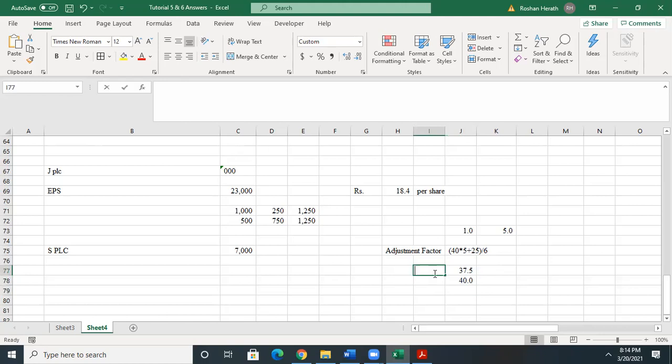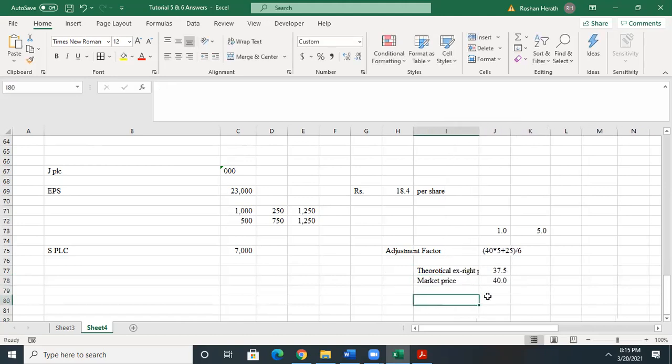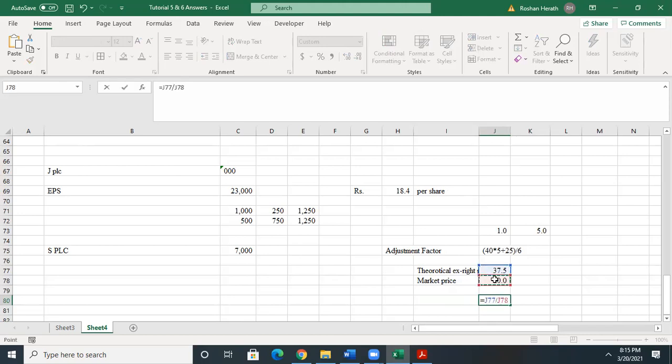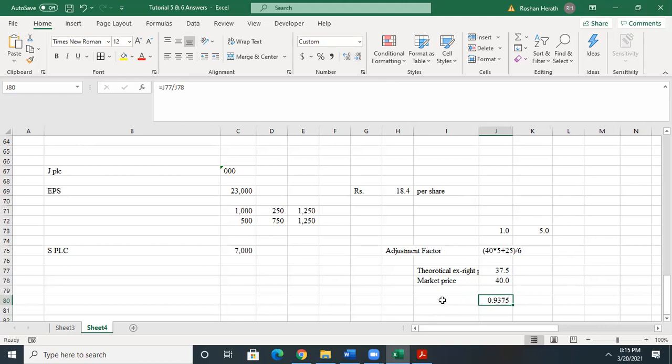This is the theoretical ex-rights price. And this is the market price. The theoretical ex-rights price divided by the market price is what we call the adjustment factor. Right. It's 0.9375. This is the adjustment factor.